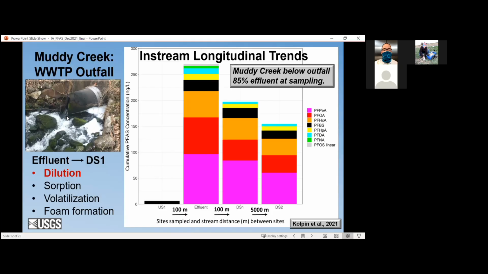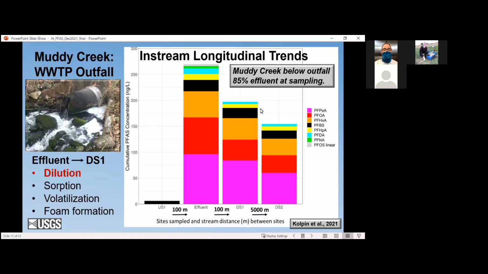This effluent, as it discharges into this limestone riprap and then cascades about 3 or 4, maybe 5 feet to the stream, causes this foam to form, and that could have some impacts in terms of decreasing concentrations in the effluent while it mixes with the stream.